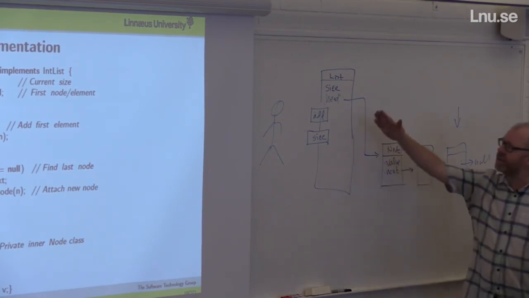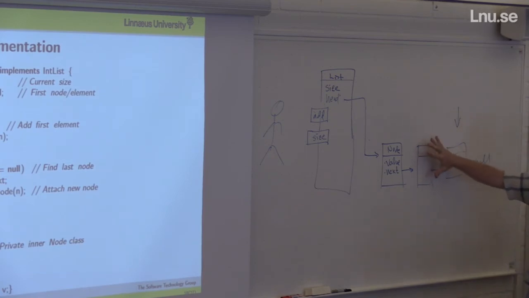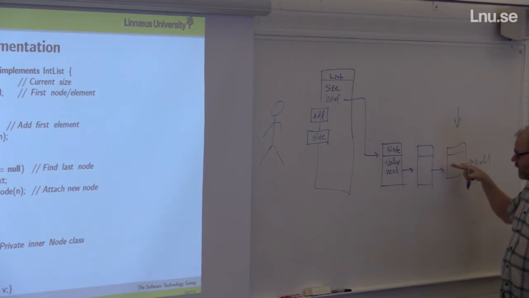You will see that I am traversing this list. Sometimes when I should remove, for example, this node, then I will locate this one, and then I will redirect this one like this. We are manipulating this chain of nodes all the time.